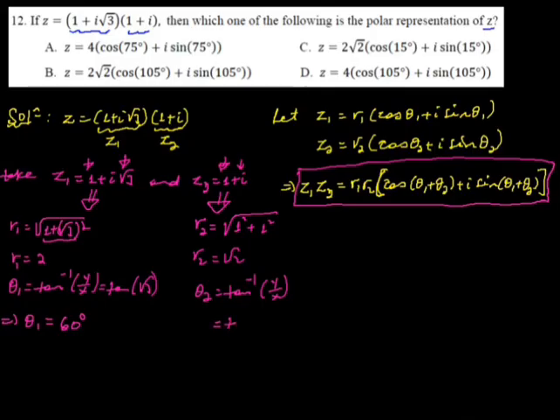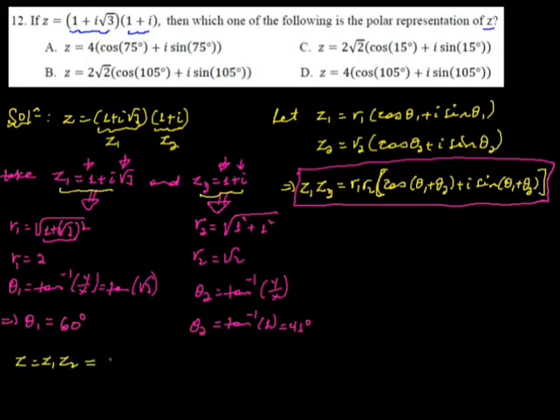So we apply these values here. This becomes tan inverse of 1 over 1, which is 1. Tan inverse of 1 is 45 degrees. So theta 2 becomes 45 degrees. Now we can rewrite the given complex number. Z is the product of Z1 times Z2.